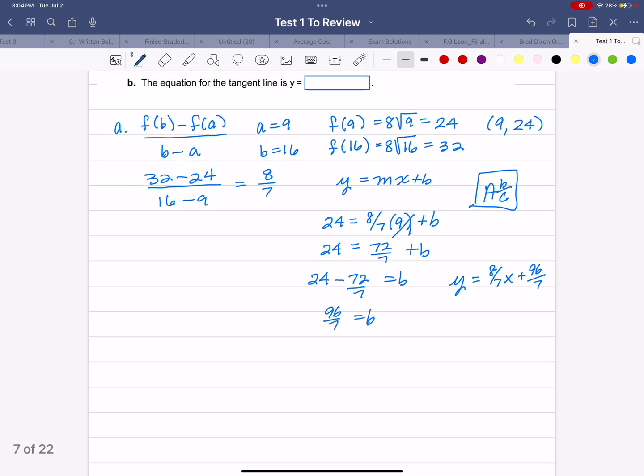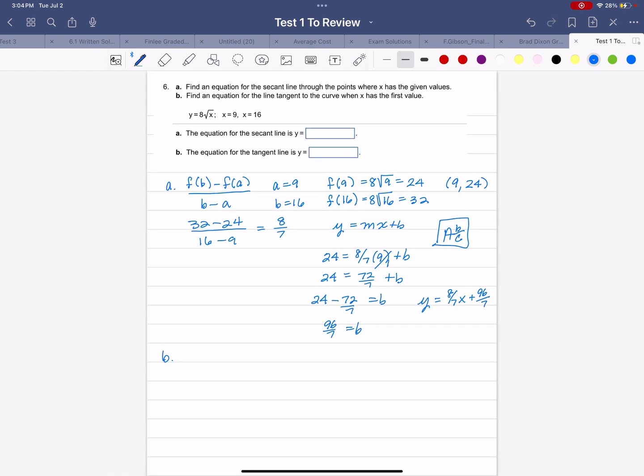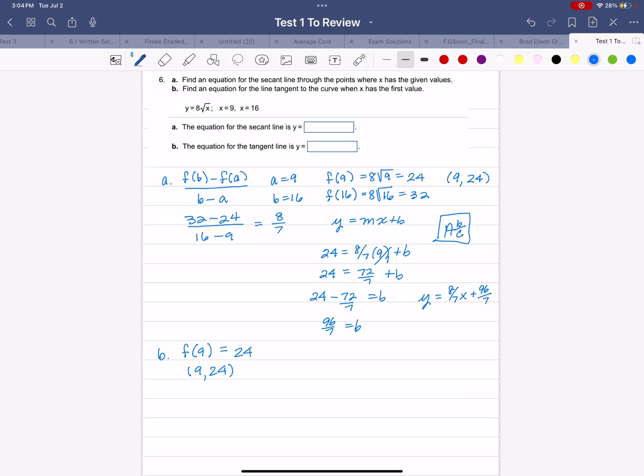For part B, we have to do the tangent line at the first point. So remember, the first point is x equals 9, so we know that f of 9 came out to be 24, so that's our point. We're going to use (9, 24). But for our slope, we have to take the derivative.